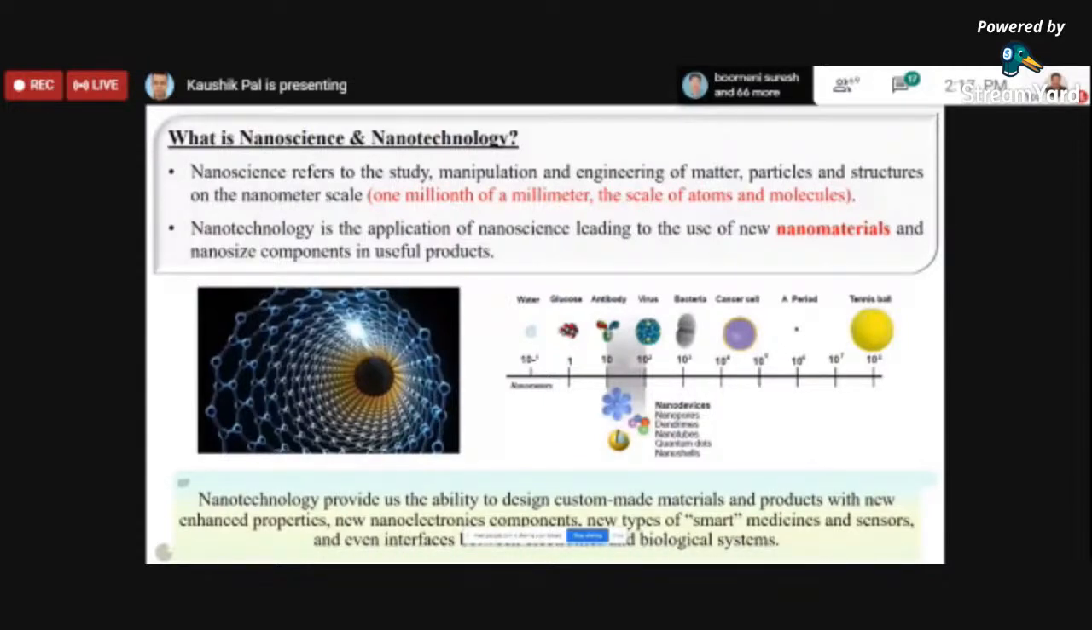When I am talking about nanoscience, it refers to the study. Science means the study, and technology is nothing but the applications. So I can say that nanotechnology is the applied side of nanoscience. Nanoscience refers to the study, manipulation and engineering of matter, particles and structures on the nanometer scale, basically one millionth of a millimeter, the scale of atoms and molecules, maybe 1 to 100. If we have anything in this range, we call it a nanomaterial, or the nanoscience or nanotechnology dealing with it. Nanotechnology is the application of nanoscience leading to the use of new nanomaterials.